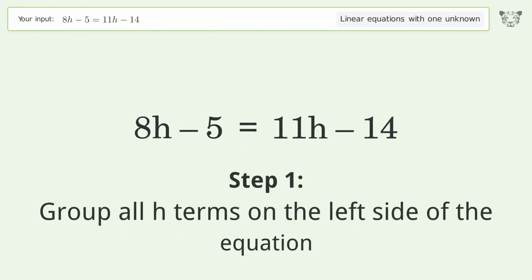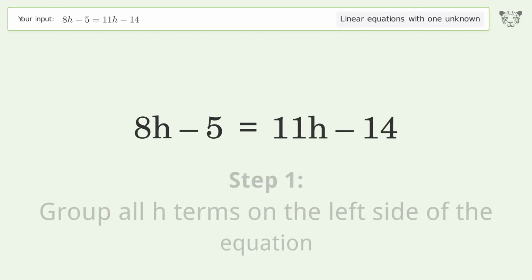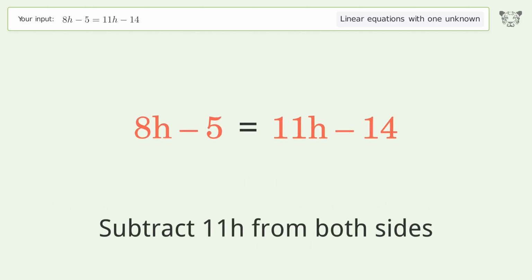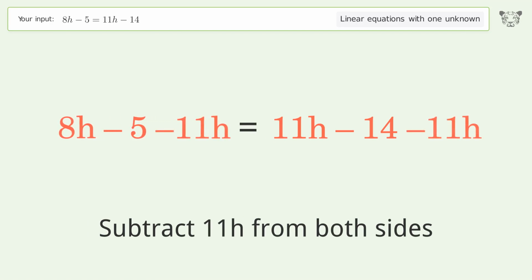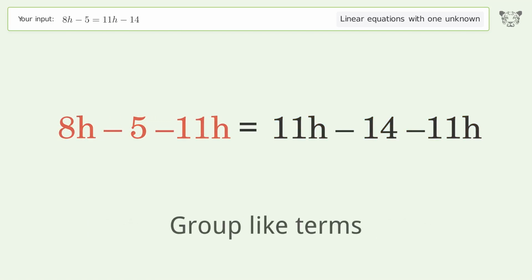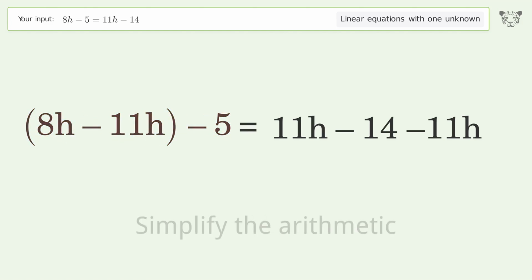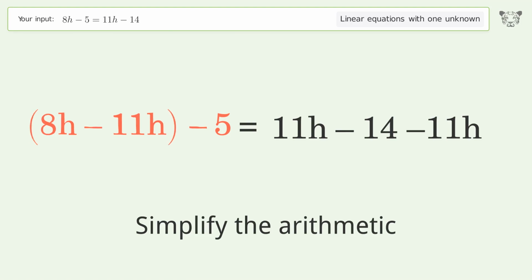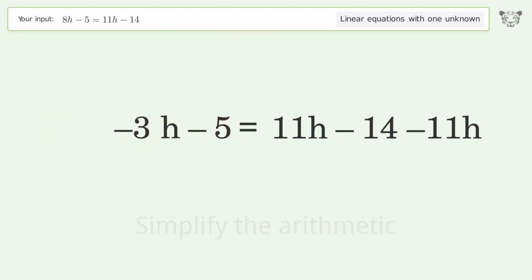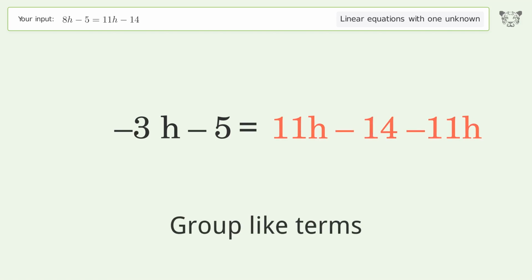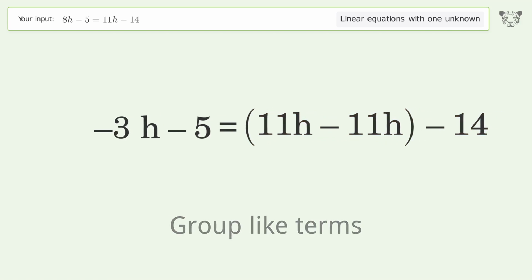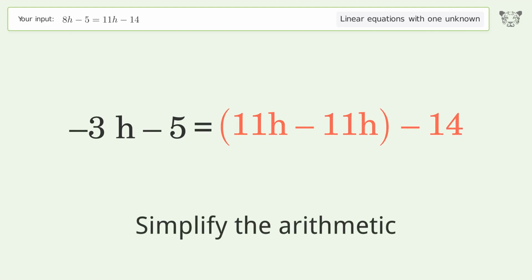Group all h terms on the left side of the equation. Subtract 11h from both sides. Group like terms. Simplify the arithmetic. Group like terms. Simplify the arithmetic.